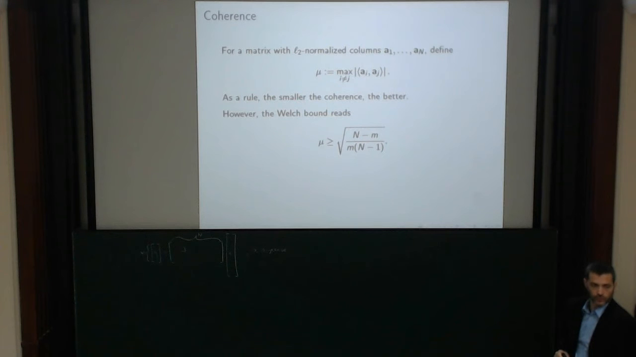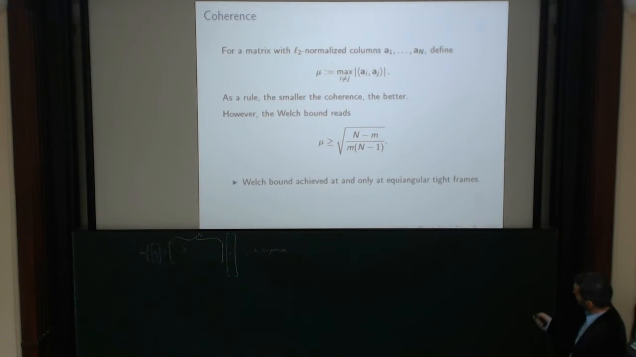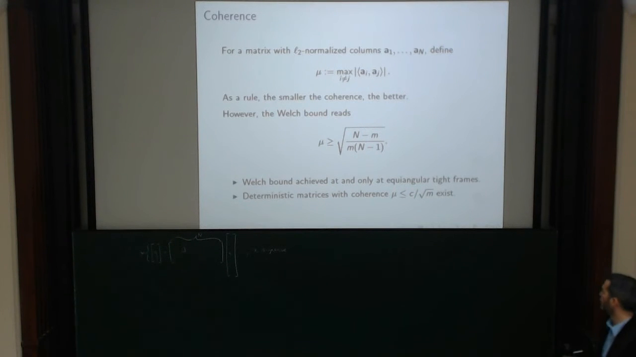But there is a lower bound, which is called the Welch bound. Given m and N, the coherence has to be larger than this quantity, the square root of (N minus m) over m times (N minus 1). I'm going to do the proof of this Welch bound at the end of this slide. But a couple of remarks. We think usually of N being large. So if N is large, that asymptotically is like 1 over square root of m. That will come out of the proof, but 1 over square root of m is a bound that is somehow achievable if we put a constant that is different from 1, say 2 over square root of m. We can find matrices that have a small coherence of this type. I'm not going to give an explicit example, but trust me on that.